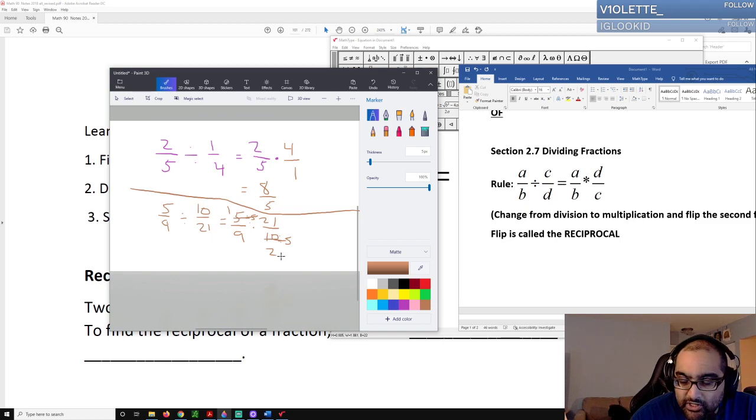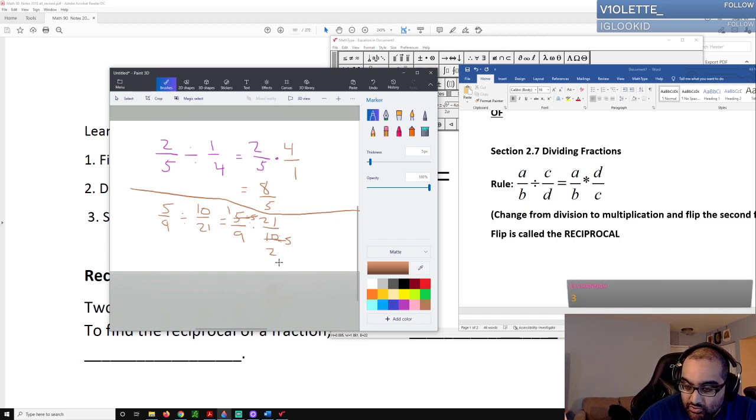21 and 9, do they have anything in common? 21 doesn't go into 2, obviously, but how about 21 and 9? 3, I agree. Good. So this is 3, and this is 7. So we get 1 times 7 over 3 times 2. So the answer here is going to be 7/6. Okay, and that's our final answer for that problem.